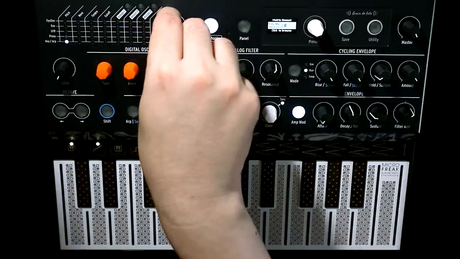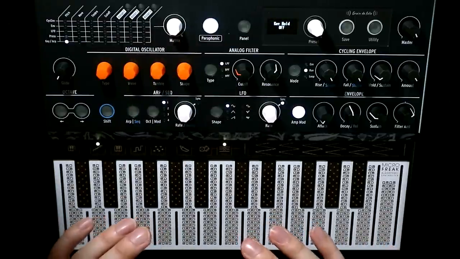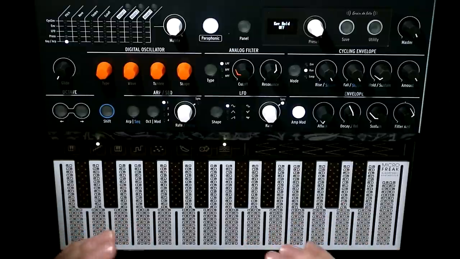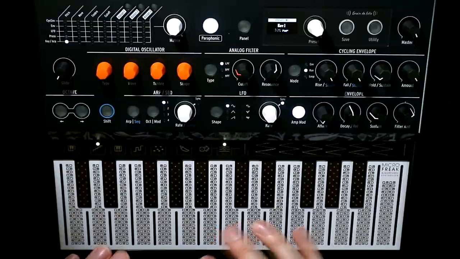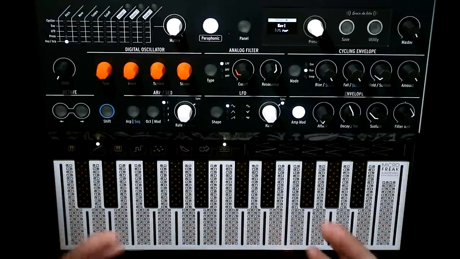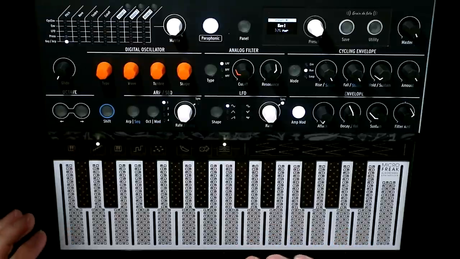Now, without any modulation applied, that's an octave. So by spreading or compressing these notes, we're going to get microtonal intervals across our keyboard, and it's basically going to throw our keyboard into a non-standard layout, if you like. I've found this to be quite an interesting way to approach the instrument.